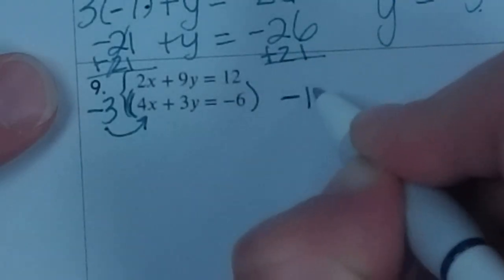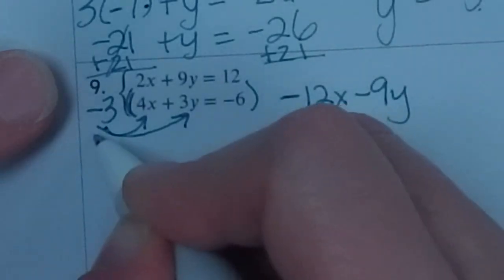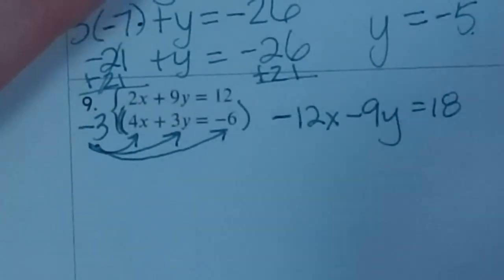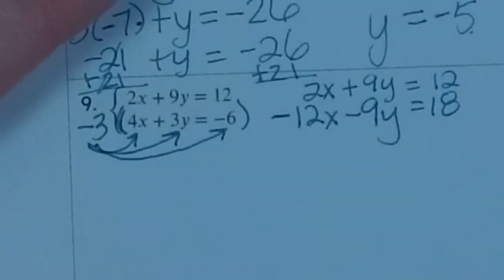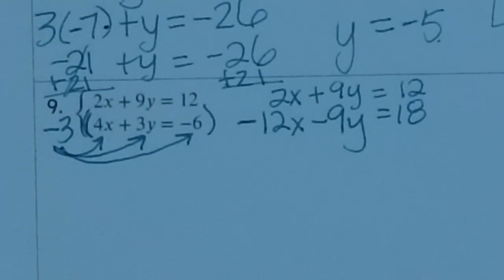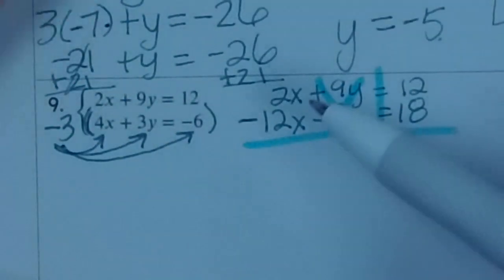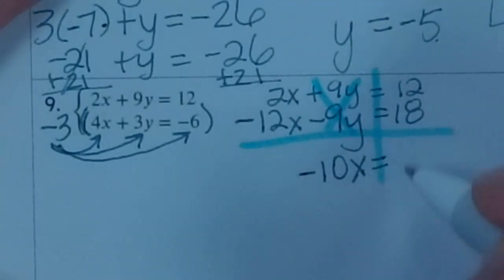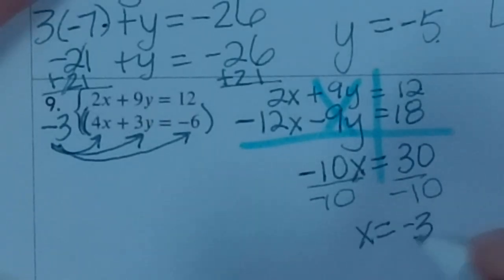So if we do that, we get -12x, and we get -9y, and then we get +18. And then on top we have 2x, +9y, and 12. And so we could solve from here, right? Just line it up, cancel out our y's. So we get 2 minus 12 is -10x, and then 12 plus 18 is 30. So then we would just divide by -10. And that gets us x equals -3.